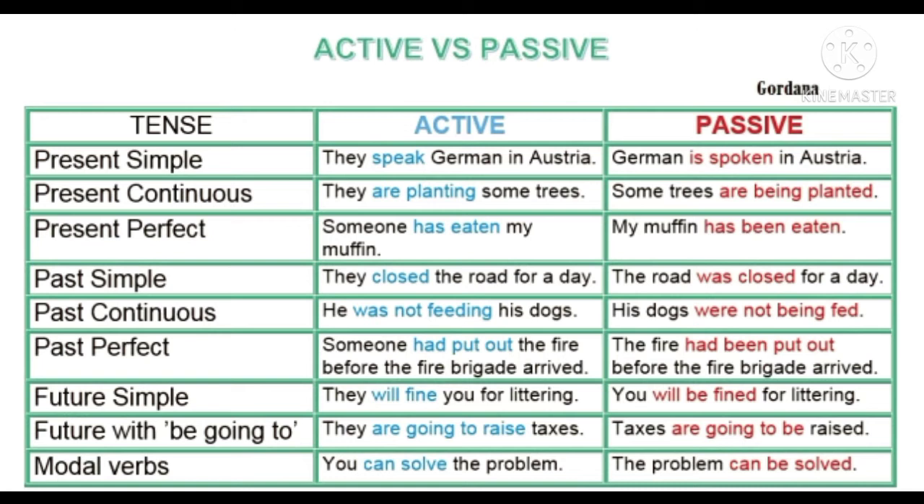Past perfect tense, someone had put out the fire, the fire had been put out. Simple future tense, they will fine you for littering, you will be fined. So the word be is added over there in the case of future tense.